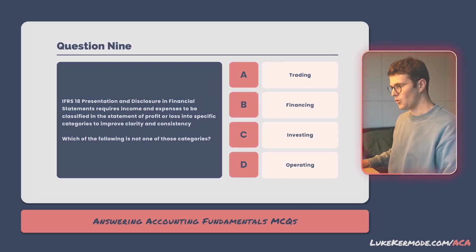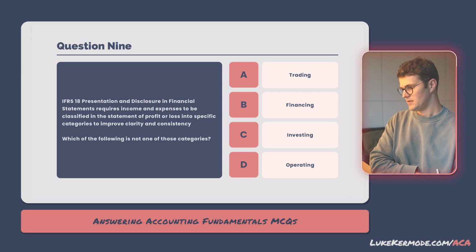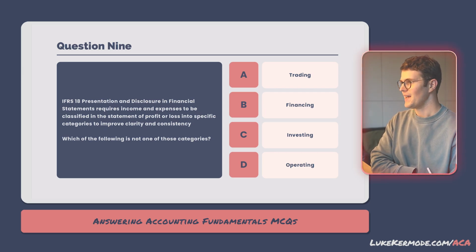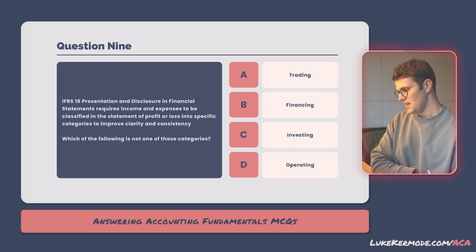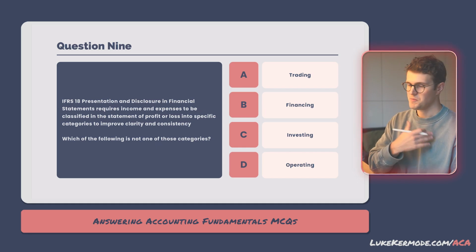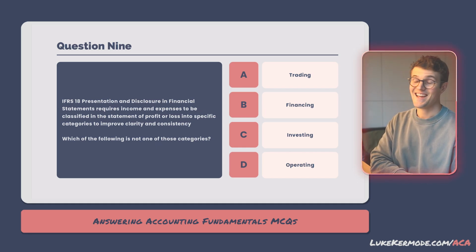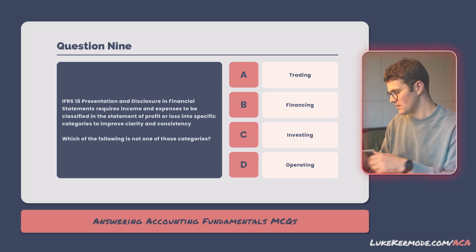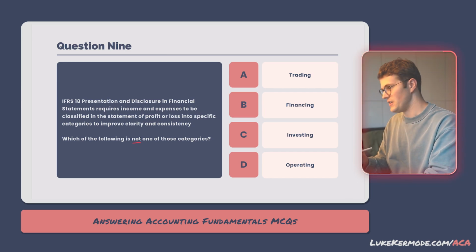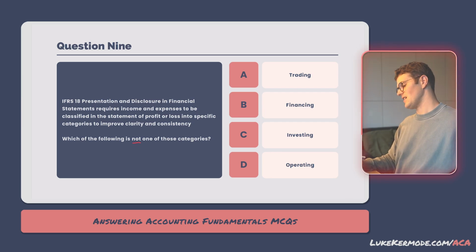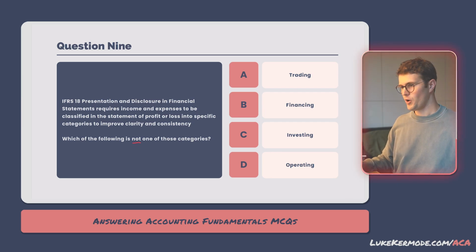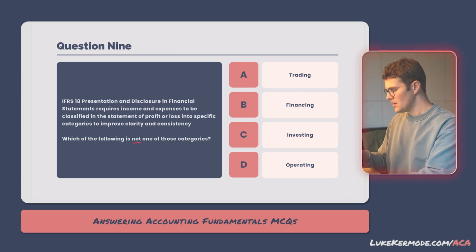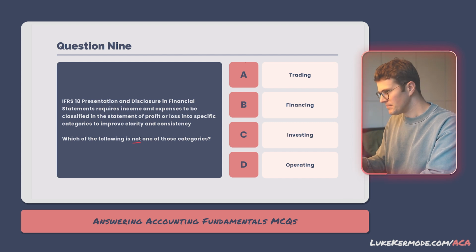Cool. A qualitative question now. We're told that IFRS 18 presentation and disclosure in financial statements requires income and expenses to be classified in the statement of profit or loss into specific categories to improve clarity and consistency. Which of the following is not one of these categories? Is it A, trading, B, financing, C, investing, or D, operating? So the correct answer here is A, trading.